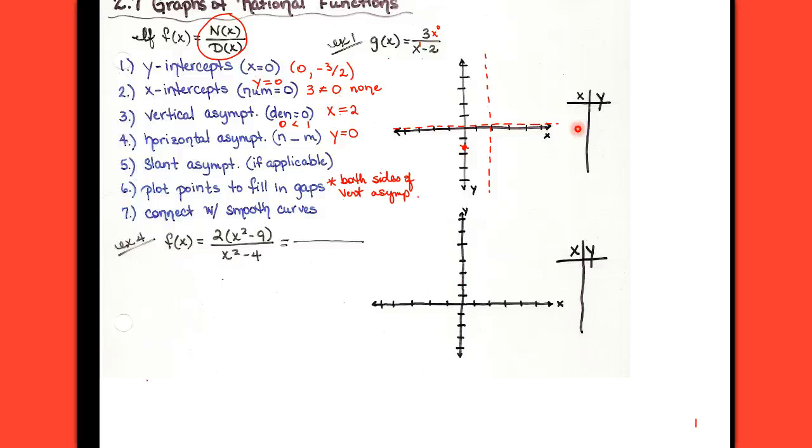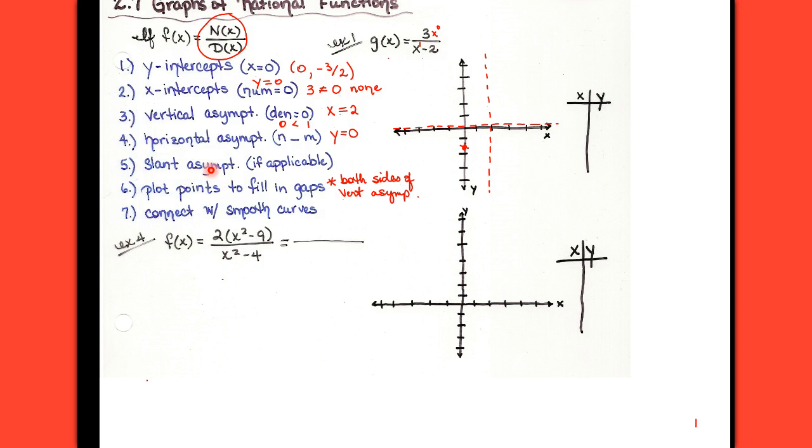A little later on in the lesson, we'll talk about a slant asymptote. A slant asymptote is exactly what it sounds like. It's an asymptote. It's not horizontal. It's not vertical. It's slanted. If you have a horizontal asymptote, you will not have a slant asymptote. So you're either going to have number 4 or number 5, one or the other.